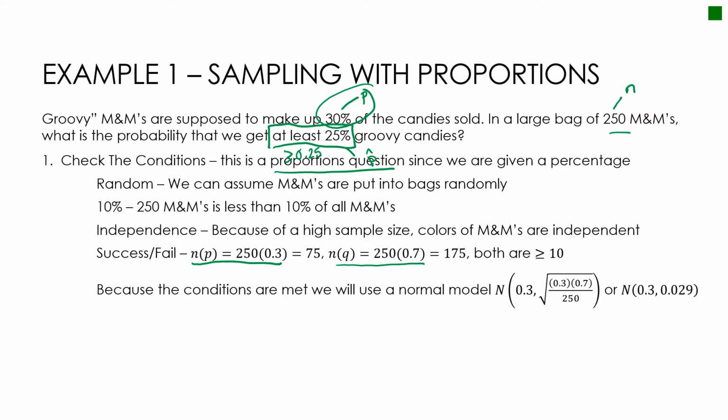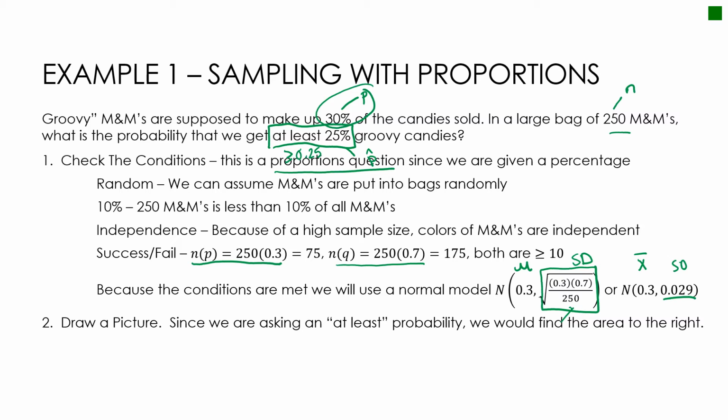And because the conditions are met, I will use a normal model, 0.3, comma, and then this is the standard deviation. So this is just the work for the standard deviation. I've separated them with a comma because this is the mean. And again, I just did this work, and this work resulted in 0.029. So the mean is going to be 0.3, and the standard deviation is going to be 0.029. And I suppose instead of mu, I should be using x bar for the mean of the sample.